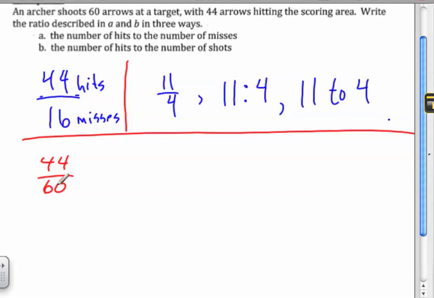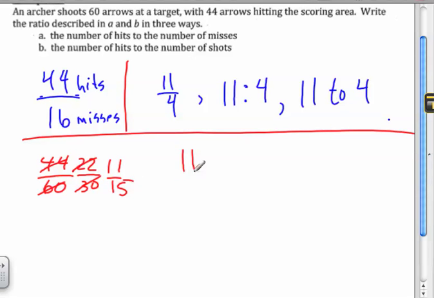What is that reduced? Okay, that would give us 22 over 30. That's true, right, if we reduced it by 2. Can I keep reducing? What else? You get 11 over 15. All right, 11 over 15.